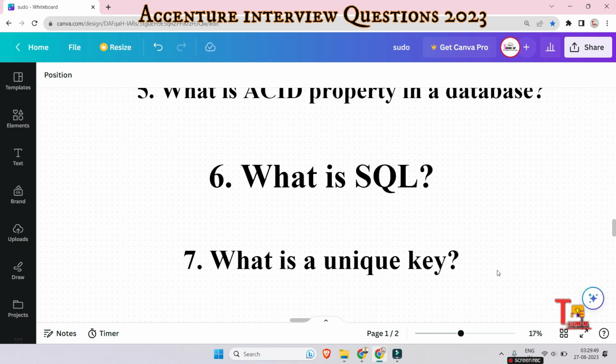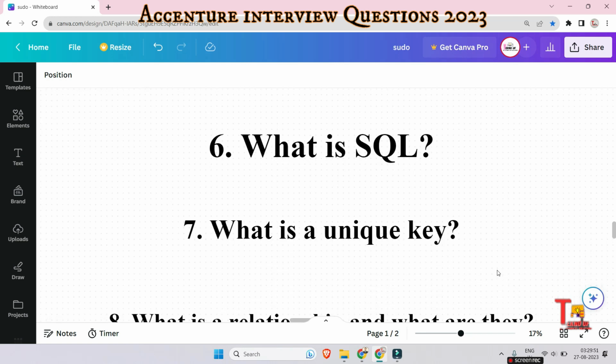Okay, the next question, or the seventh question, is, what is unique key? A unique key constraint identifies each record in the database, right? And it provides this for a column or set of columns, right? And a unique key is a set of one or more fields of a table that can uniquely identify a record in a database table, right?